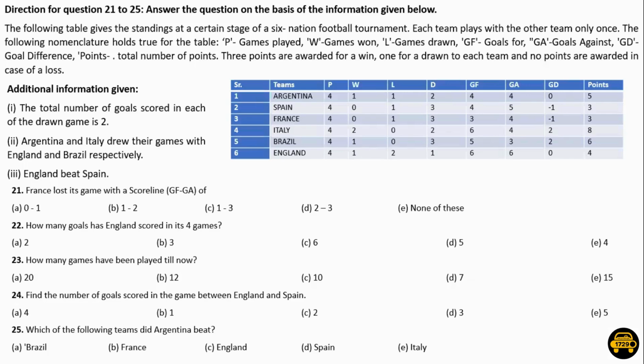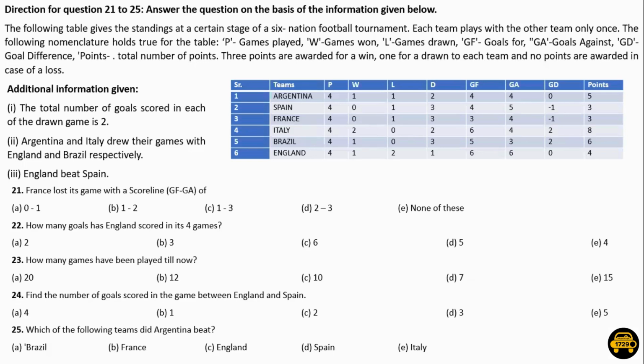All right, guys, let's have a look at this set. This is a set of games and tournaments. So let's read the information first. We have a table which gives the standings at a certain stage of a six-nation football tournament. Each team plays with the other team only once. The following nomenclature holds true for the table.